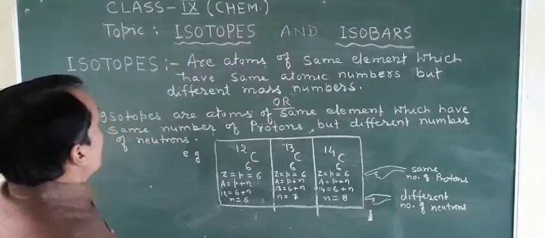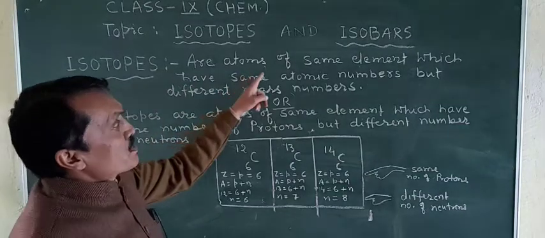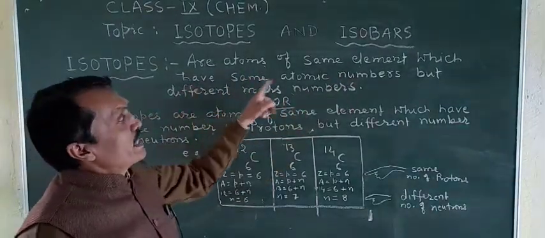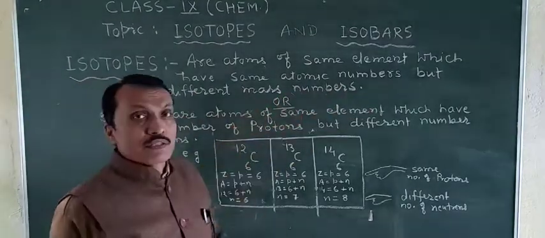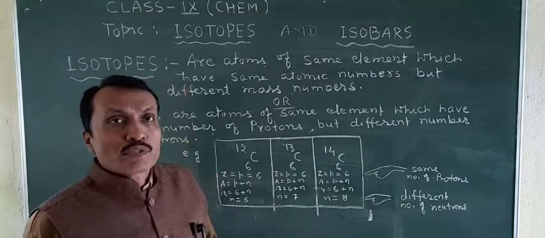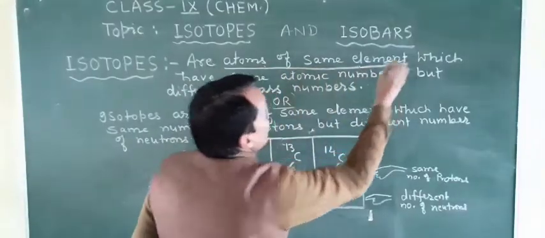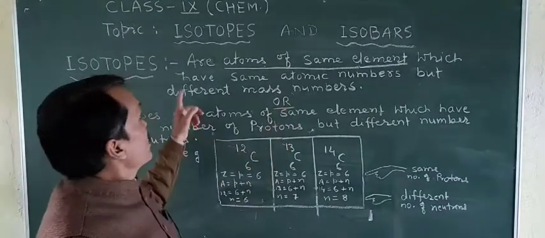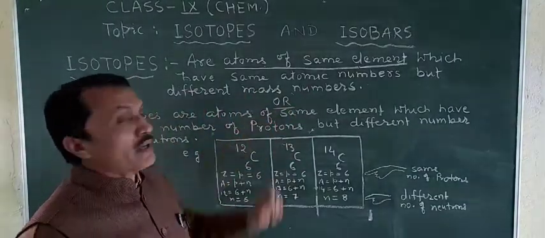So students, isotopes are atoms of the same element which have the same atomic numbers but different mass numbers. So you have to keep in your mind, isotopes are atoms of the same element. Atoms of the same element which have the same atomic numbers but different mass numbers.